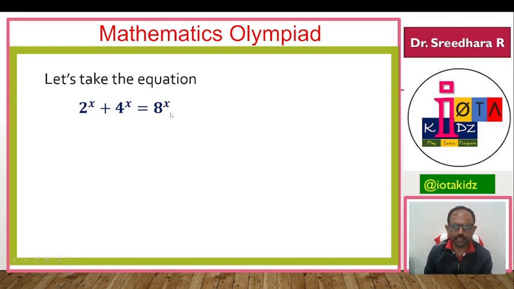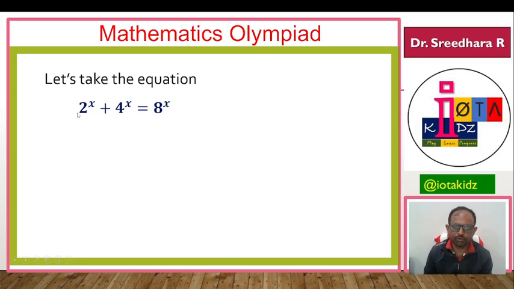ಈ x ವ್ಯಾಲ್ಯೂನ ನಾವು ಫೈಂಡ್ ಔಟ್ ಮಾಡಬೇಕಾಗಿದೆ. ಸೊ ಅದಕ್ಕೆ ನಾವೇನು ಮಾಡಬೇಕು, ಇದರಲ್ಲಿ ಕಾಮನ್ ಇರ್ತಕ್ಕಂಥದ್ದನ್ನ ಚೆಕ್ ಮಾಡ್ಕೊಳ್ಳಿ. ಸೊ ಹಾಗಾಗಿ 2 to the power of x ಇಂದ ಇದನ್ನ ನಾವು ಡಿವೈಡ್ ಮಾಡಿದ್ರೆ ಏನಾಗುತ್ತೆ, 2 to the power of x divided by 2 to the power of x, 4 to the power of x divided by 2 to the power of x and 8 to the power of x divided by 2 to the power of x ಆಗುತ್ತೆ.